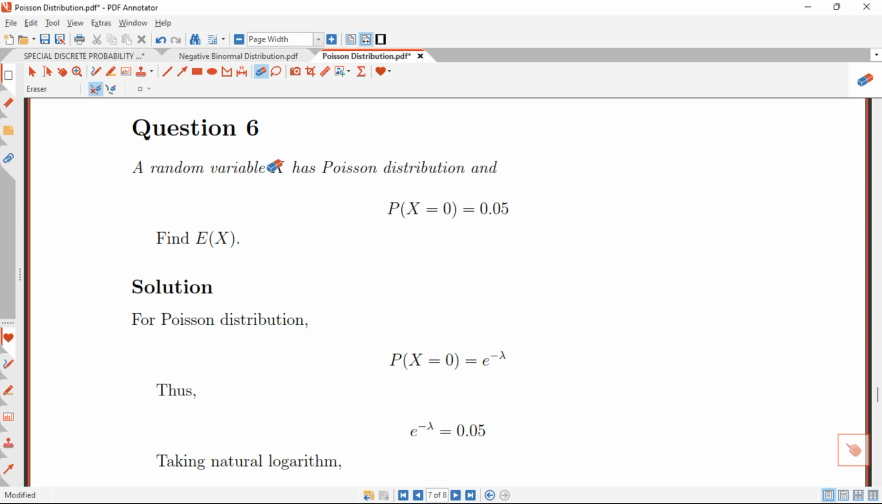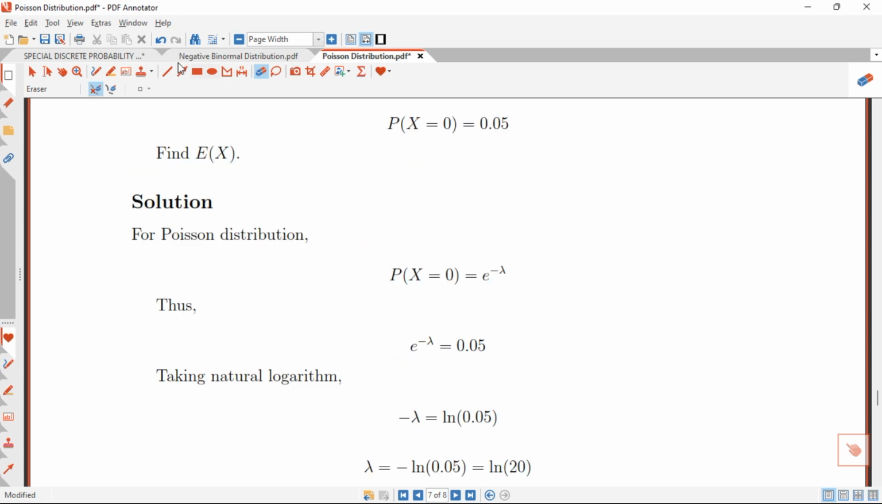And then question 6 says that a random variable x has Poisson distribution, and the probability that our x equal to 0 is equal to 0.05. So we should calculate the expectation. Here we already know that our PMF is e raised to the power negative mu times mu raised to the power x all divided by x factorial, which gives us e raised to the power negative mu times mu raised to the power 0 all divided by 0 factorial, which is equal to 0.05.